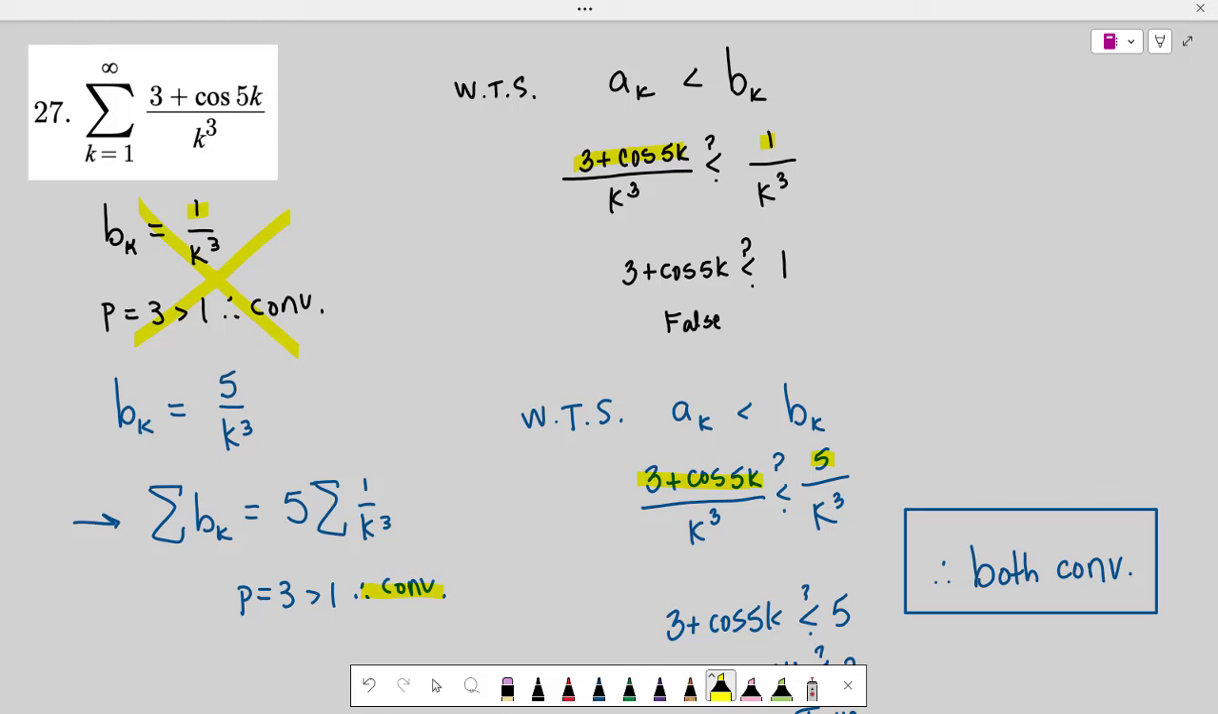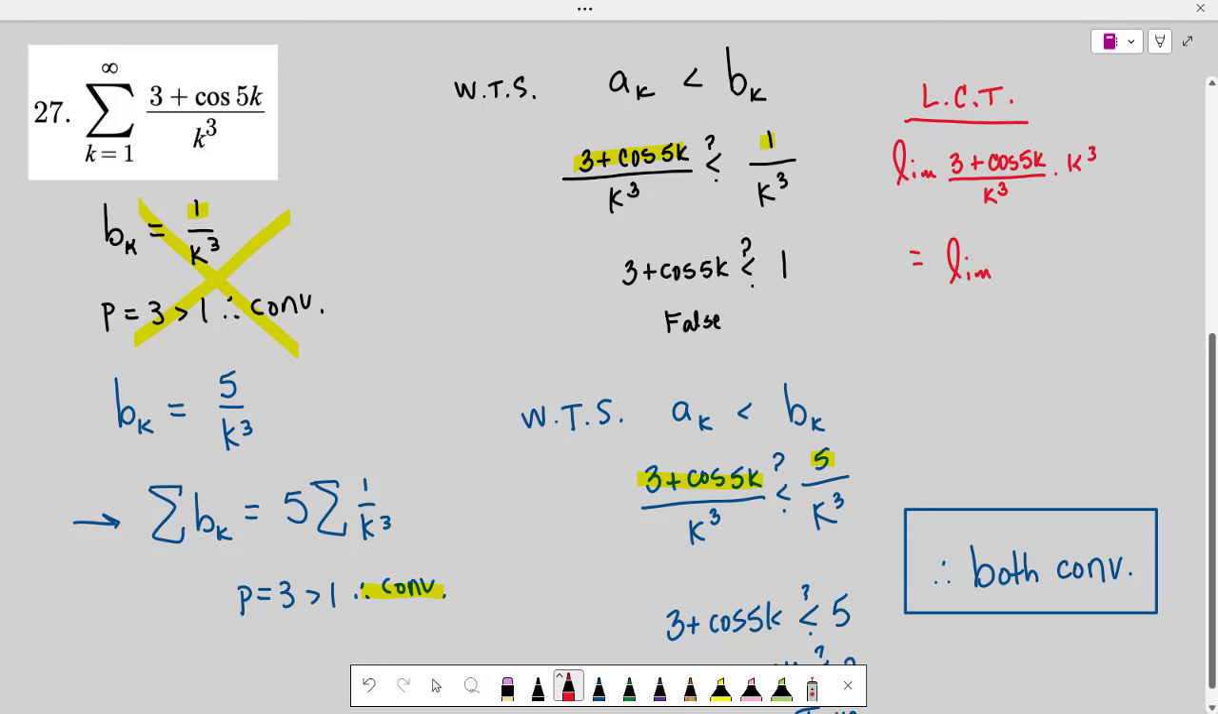Well, of course it's going to work. Whoa! So confident. So let's try the limit comparison test. The limit comparison test says we're going to take the limit of a sub k over b sub k. So the limit of a sub k divided by b sub k. Dividing by b sub k means reciprocating b sub k. So we're using the original b sub k to see what happens. And this limit is the limit as k goes to infinity.